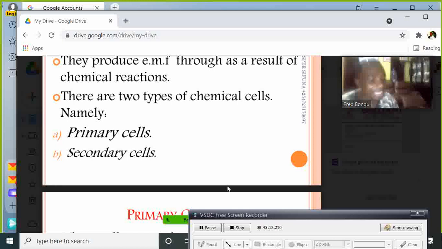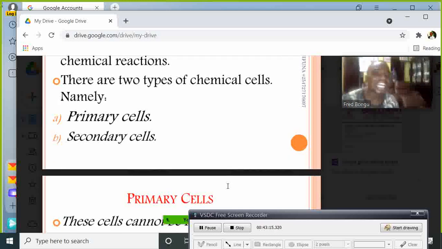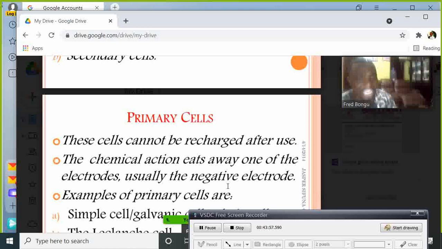Then we have secondary cells. Secondary cells are cells which can be recharged. For example, a car battery cell. Once it has been used, you can recharge it and reuse it. So we call them rechargeable cells. Remember, we also have this Wi-Fi, it has a cell inside. Once it is charged, it has a cell. This cell for the Wi-Fi is a rechargeable cell, but it's a dry cell because there's no liquid inside. Primary cells cannot be recharged. After use, you throw them.